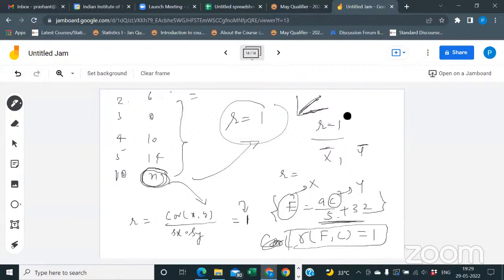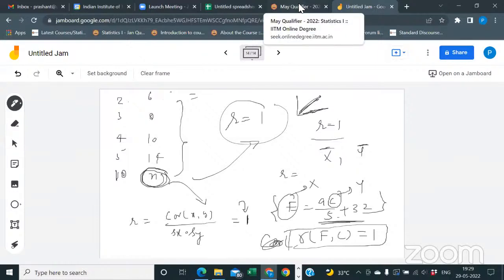Can I say something, sir? Yes, please. 2, 6, 3, 8 and 4, 10 are lying on the same line, which is 2x plus 2, whereas 5 and 14 do not lie on this line. Yeah, see, 2x plus 2, but still the correlation may not be perfectly one, but it can be close to one, less than one. That is the answer.